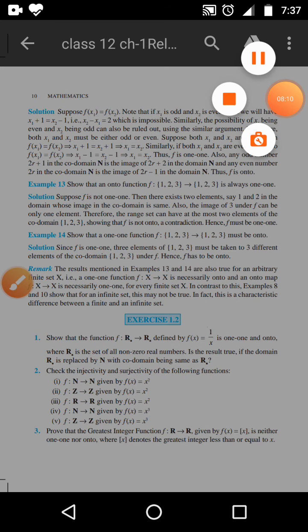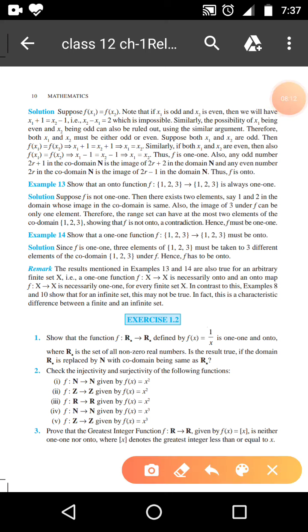Now for onto, if we consider, suppose f(x) is equal to 2.5 or 2.6, whatever we consider, f(x) as bracket x being 2.5 is not possible. Why? Because bracket x is always an integer. That's why it is not an onto function. So these three questions I have already discussed with you. Next you try to solve. Thank you for today.